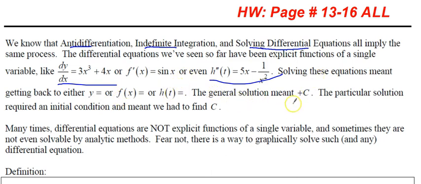We have already done that. The general solution means we have to write plus c. Particular solution means you find the value of c using initial conditions.